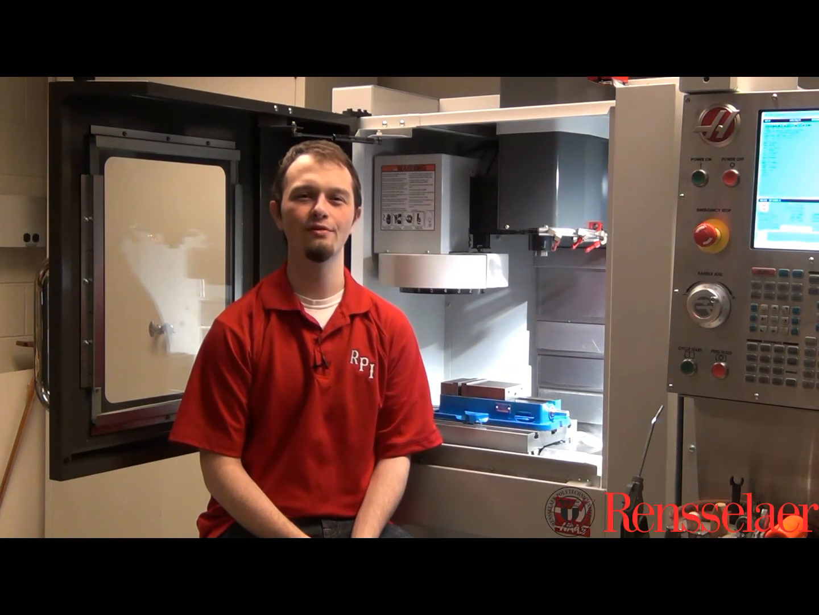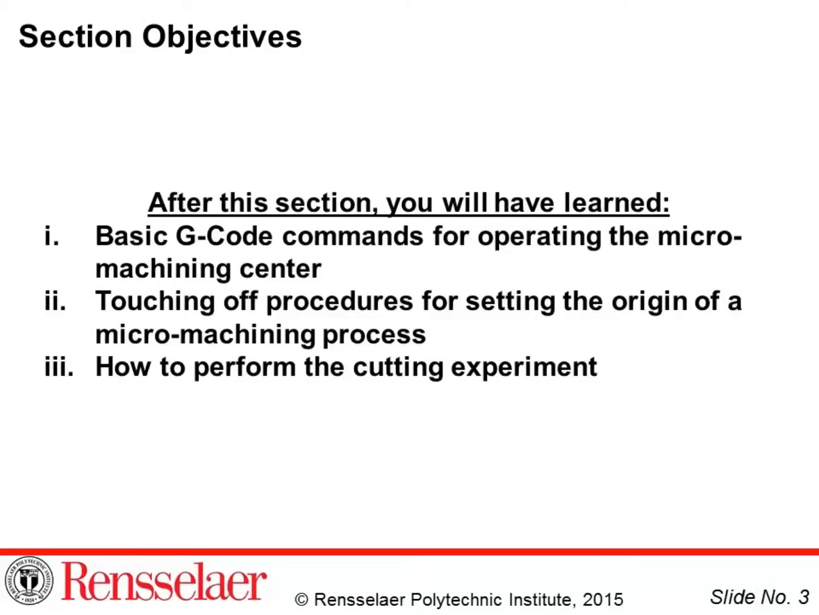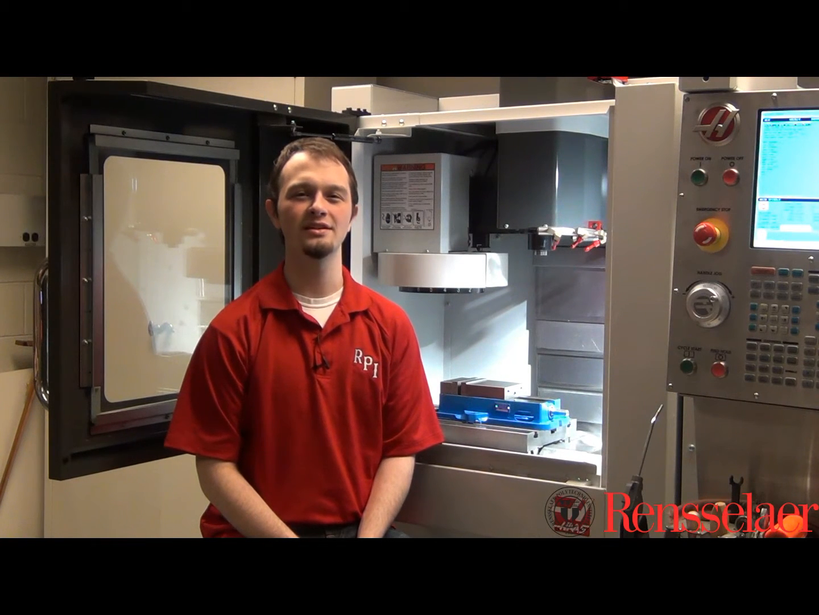Welcome to Section 4 of the Micromachining Lab module, where we discuss the details associated with performing a micromachining experiment. The objectives for this section are to: 1. Learn about G-code programming, 2. Learn about the touch-off procedures that are vital for any micromachining application, and 3. Learn the steps you'll need to complete to perform your micromachining cutting experiment.